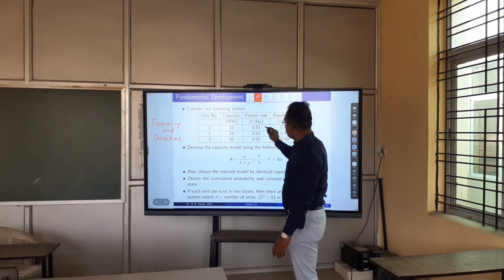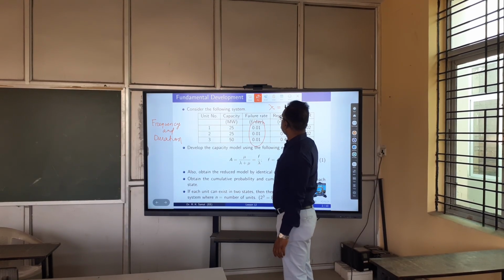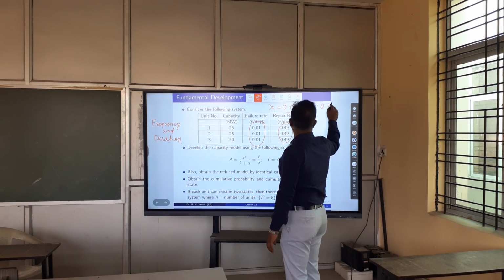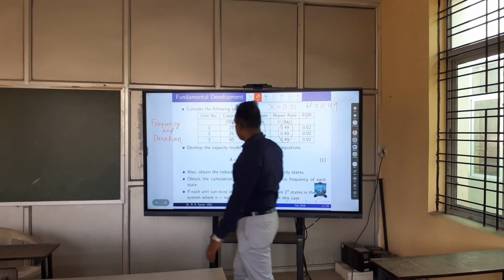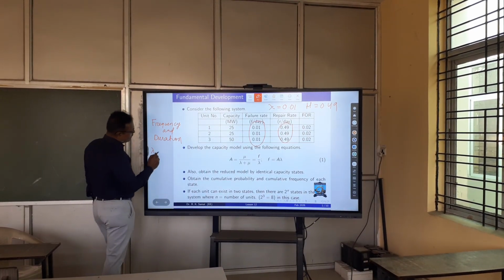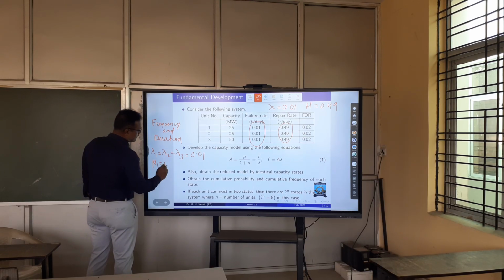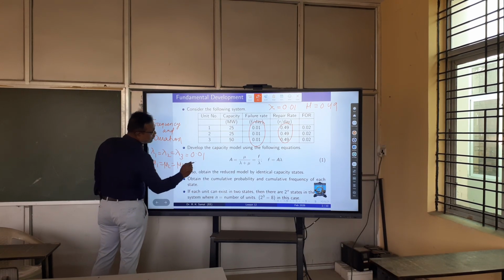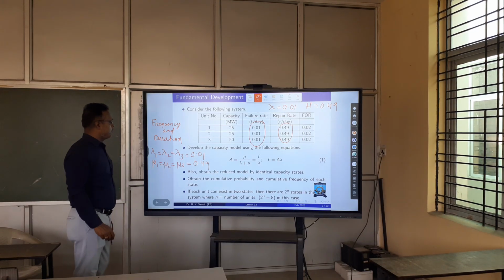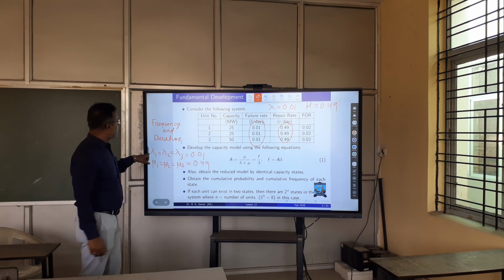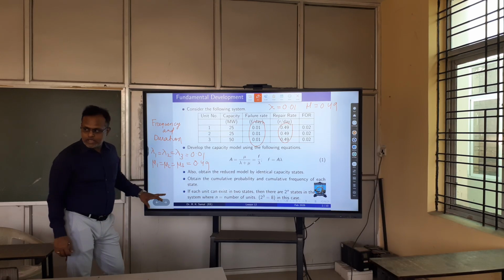For our problem, what is important is that lambda, the failure rate, is 0.01 and mu, the repair rate, is 0.49. For our case, all the generators are identical in terms of hazard rate. So lambda 1, lambda 2, lambda 3 are 0.01, and mu 1, mu 2, mu 3 are 0.49. You mentioned this in your note, but you have not written that lambda 1, lambda 2, lambda 3 are 0.01 and mu 1, mu 2, mu 3 are 0.49.